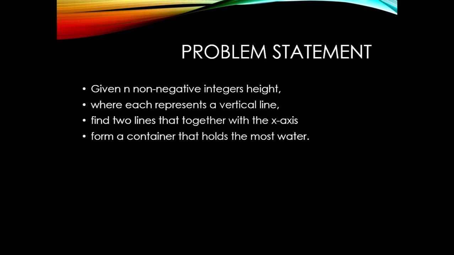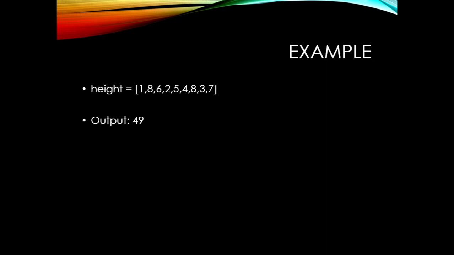You are given an array where each value represents the height of a vertical line. You need to choose two lines such that they form a container holding the maximum amount of water. For example, for the array having elements 1, 8, 6, 2, 5, 4, 8, 3, 7, the maximum water that can be stored is 49.